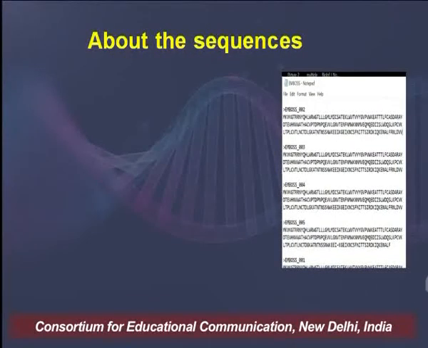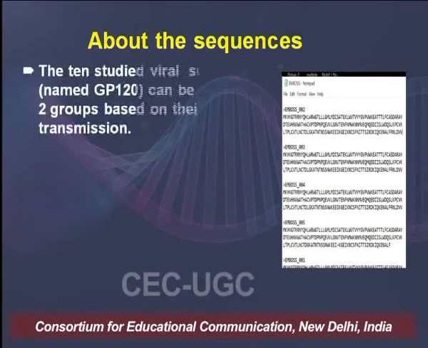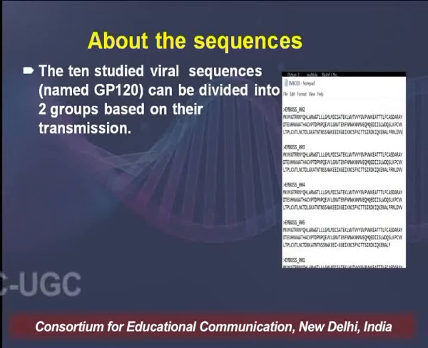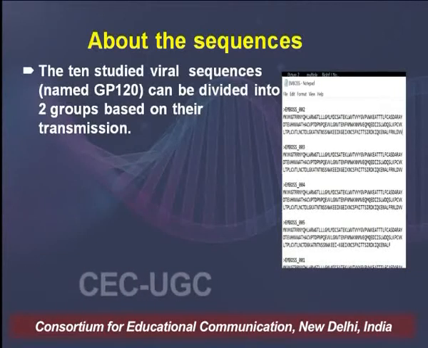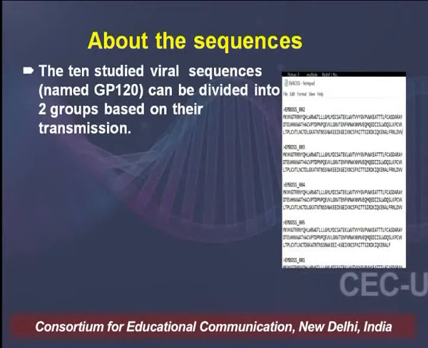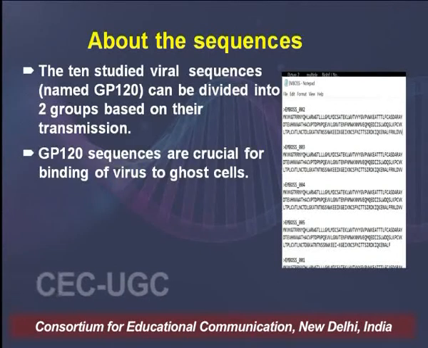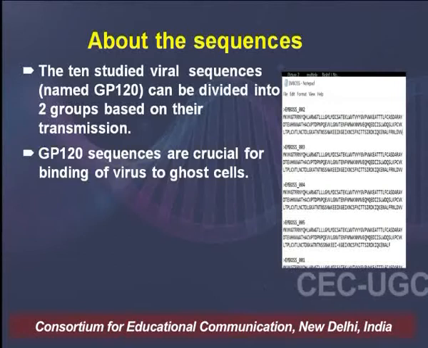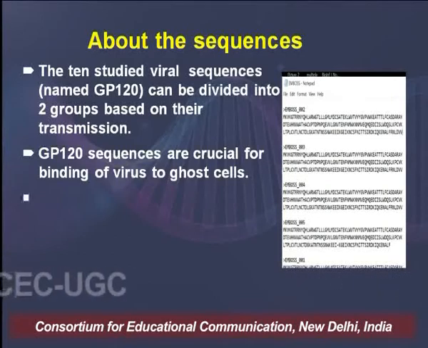The next thing we wanted to talk about is the sequences. The sequences which we selected for today's work are 10 sequences. They are viral sequences, named GP120, and they can be divided into two groups based on their transmission. These GP120 sequences are crucial for binding to the host cells. Host, this is host, not ghost, right?